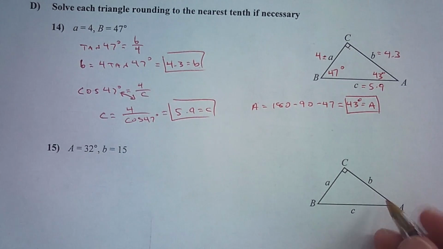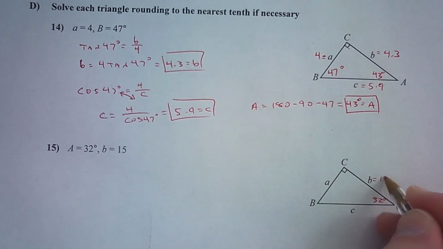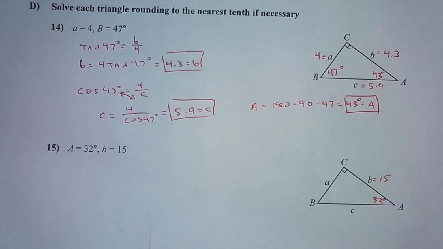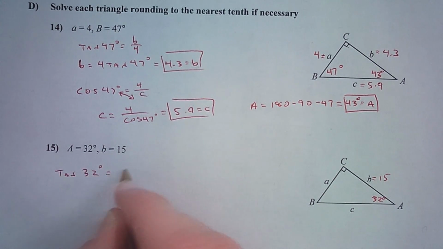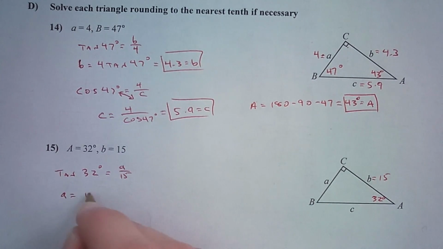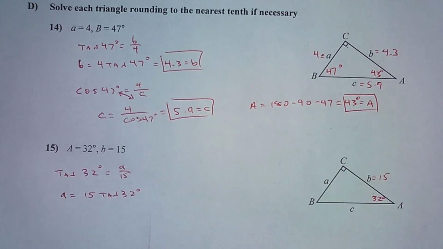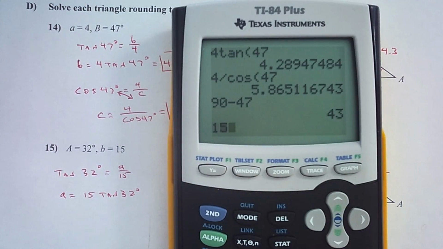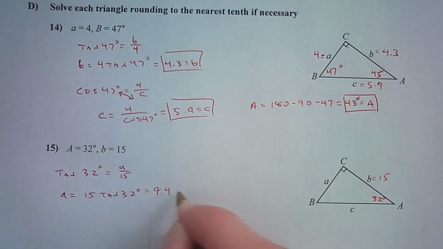Okay, here I have A is 32 degrees, and side b is 15. Okay, so I can do tangent to get a. So tangent 32 degrees is opposite over adjacent. So a is 15 times tangent 32 degrees. Whenever there's a number down here, I can multiply it across. So 15 tangent 32 is 9.37, so 9.4.